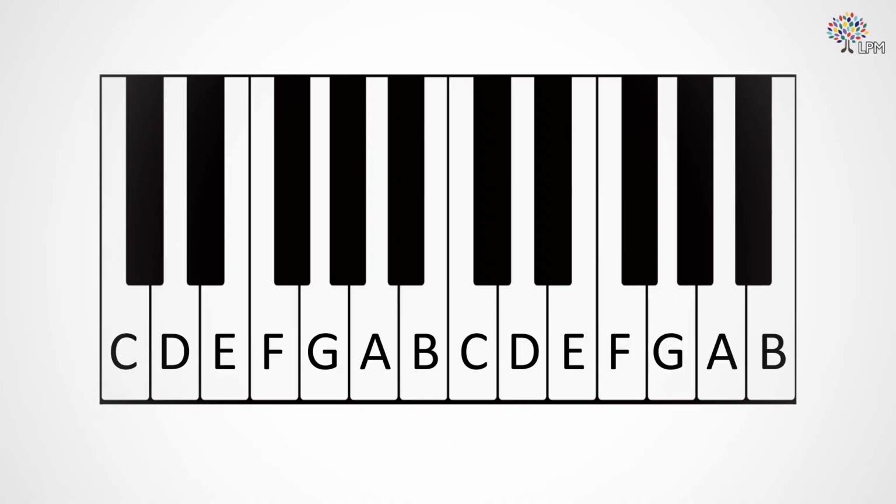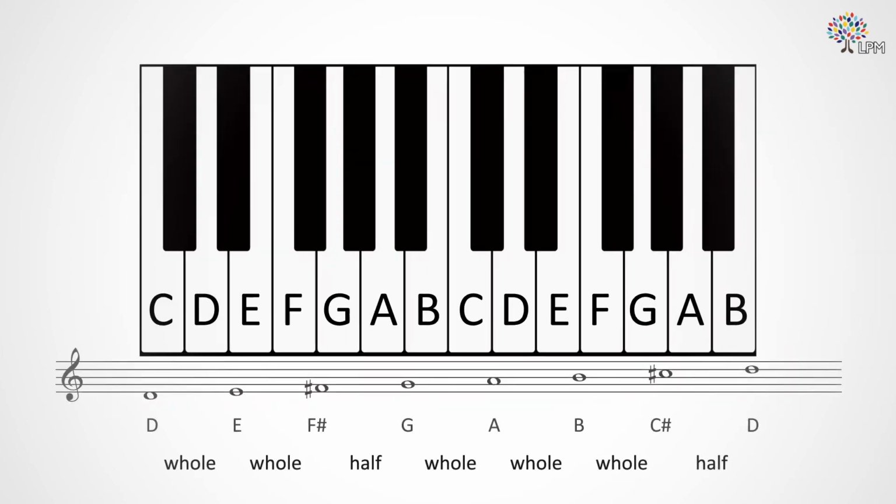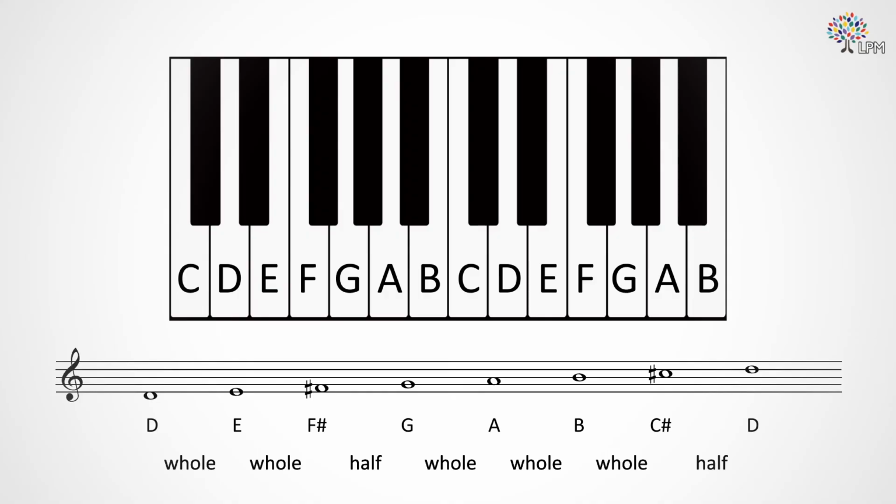So what happens if we want to have a major scale but starting on a note other than C? Well, we have to use the black keys. Let's try building an actual major scale on D now. 1, 2, 3, half step here, 4, 5, 6, 7, half step here, up to the top.